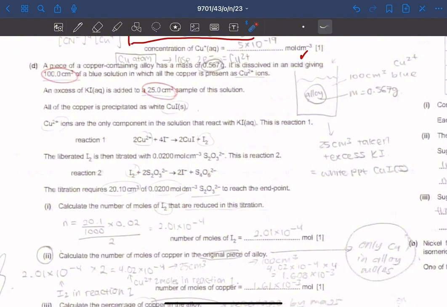So this question, for i, it talks about the titration. So we know that there is this V and there's this C. We can form C equals to n over V, n equals to C times V. So we can do 20.1 cm³, we convert it into dm³, which is divided by 1000, times the concentration 0.02. Then we would get the number of moles of S₂O₃²⁻ here, and because it is in a 1:2 ratio, we would divide this S₂O₃²⁻ moles by 2 to form the moles of I₂. So I₂ has number of moles 2.01 times 10 power negative 4 when rounded off to 3 significant figures.